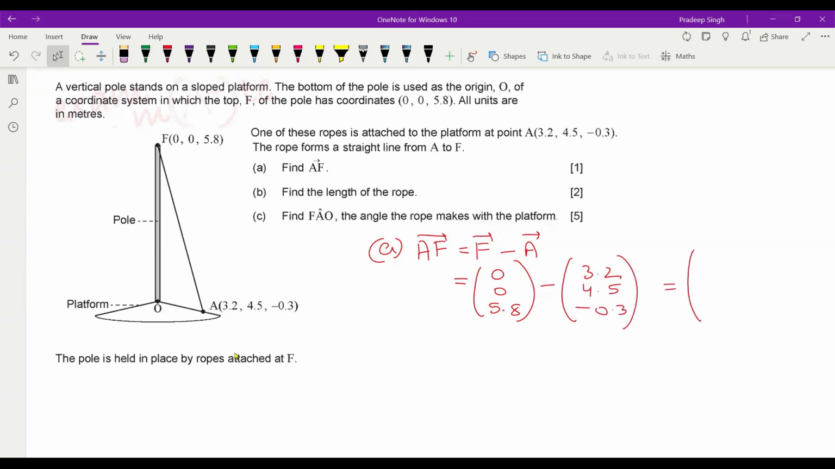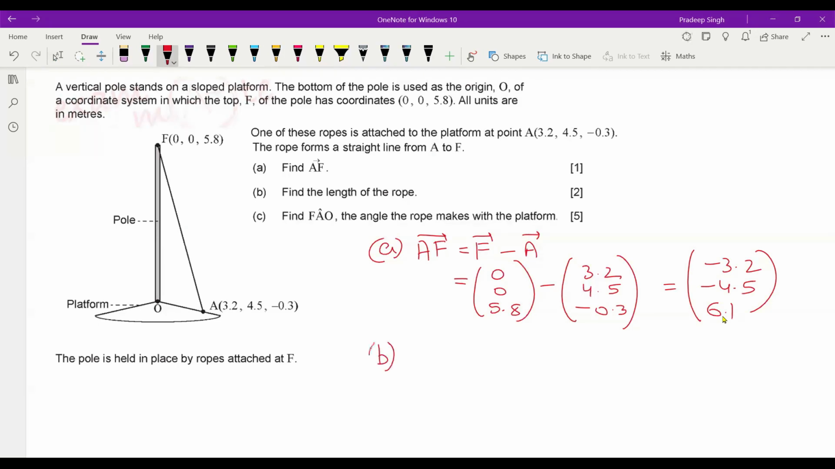Now let's simplify this. 0 minus 3.2 will be minus 3.2, which will be the x coordinate. 0 minus 4.5 will be negative 4.5 being the y coordinate, and the z coordinate will be 5.8 minus into minus. So this will become plus, 5.8 plus 0.3, which will become 6.1. So that's the answer for part A.